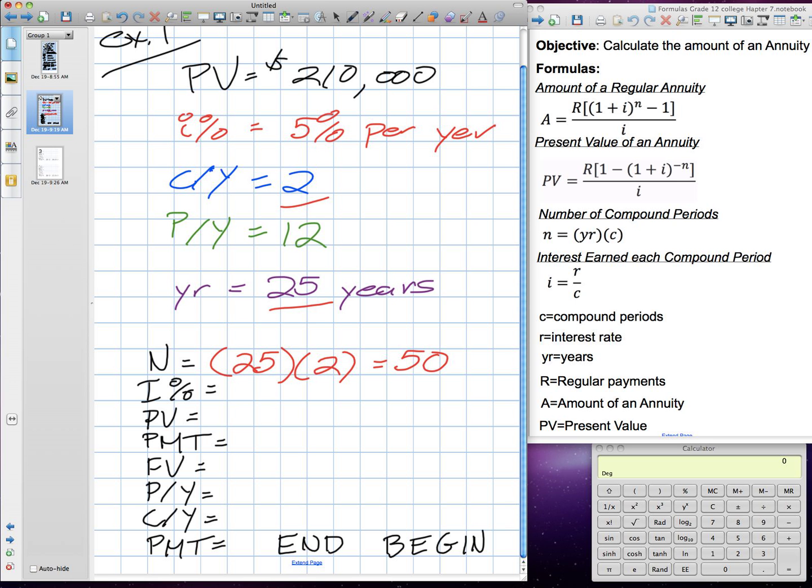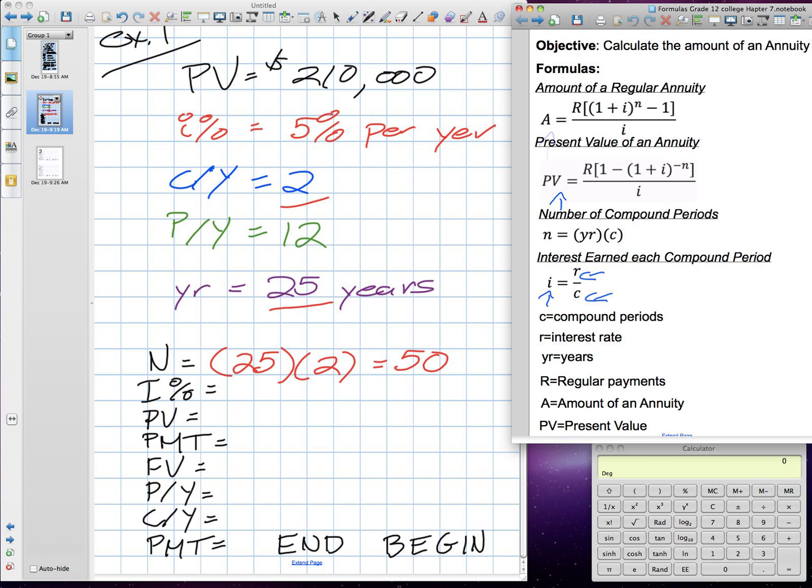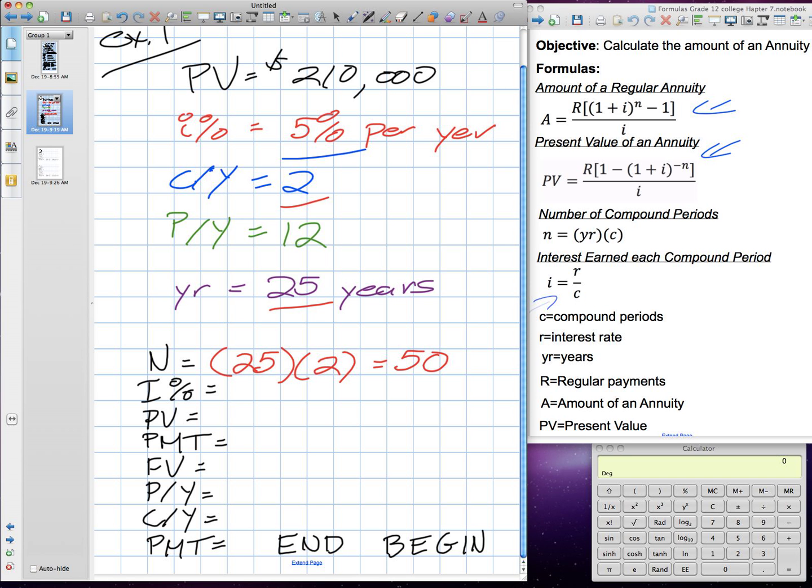Okay? All right. Our interest rate. Now, on our formulas before, when we were doing our future value of an annuity and our present value, we had to calculate I by taking the interest rate and dividing by the compounding period. This calculator will do that for you. Okay? So you don't need to use this formula that we did have to use before. You just put in the interest rate. Our interest rate is 5%. So we're going to be putting in the number 5.